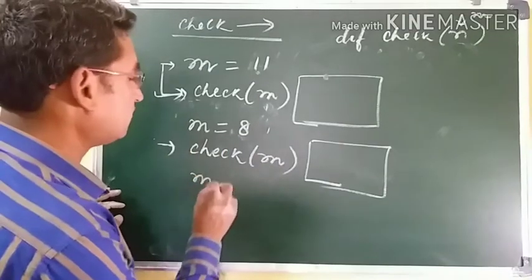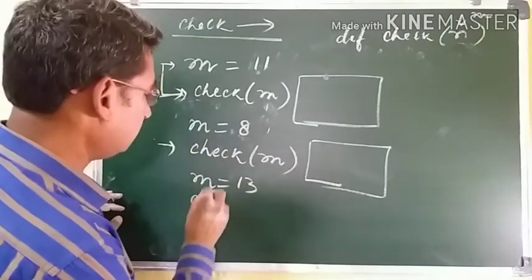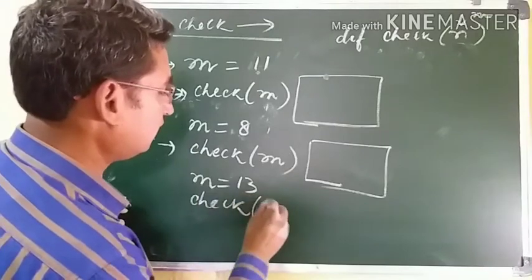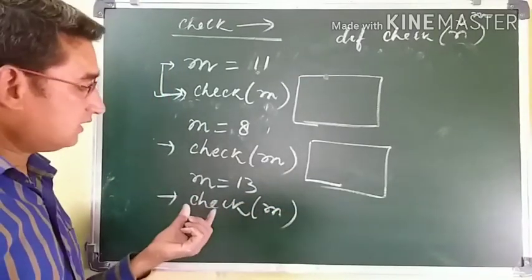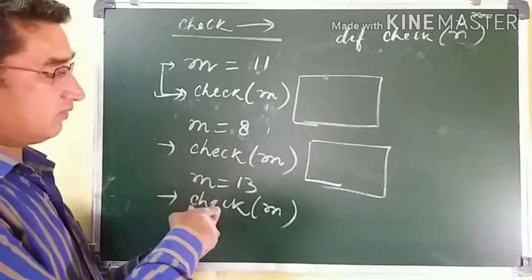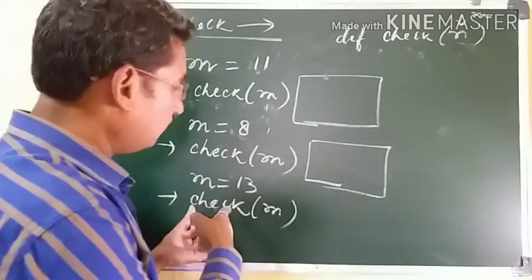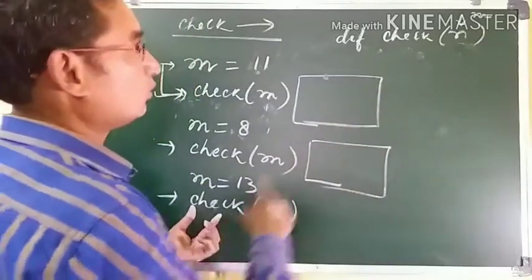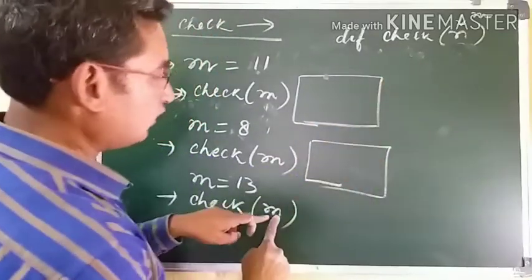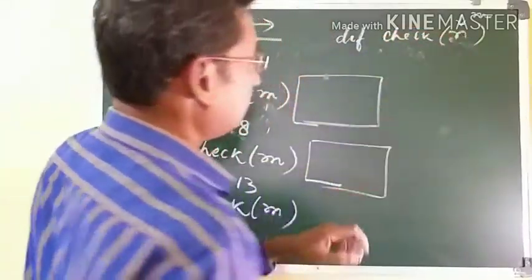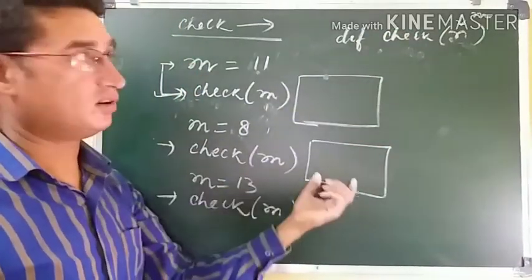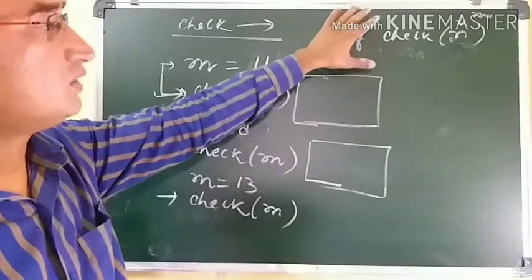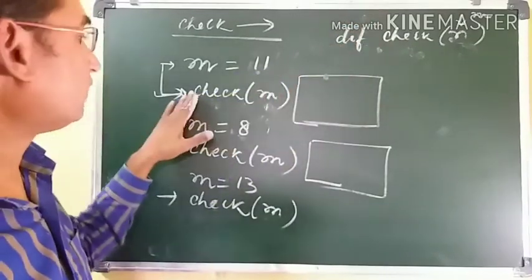In this next statement, if you have written 13 here, it means this function will be called. When this statement is executed, it will go to this function definition, and the value of m will be assigned into n, and it will check whether 13 is a prime number or not. It means once you have defined a function, you can call it again and again.